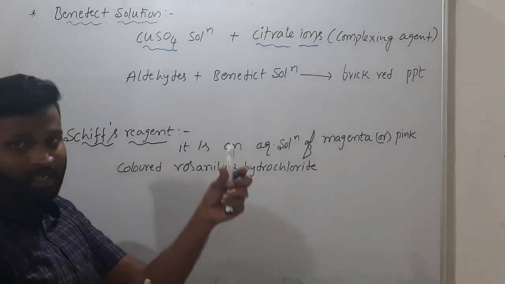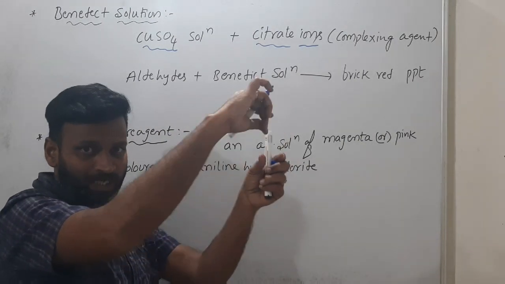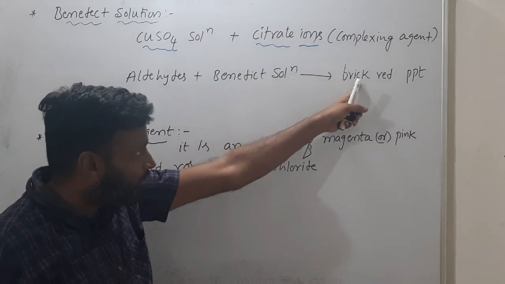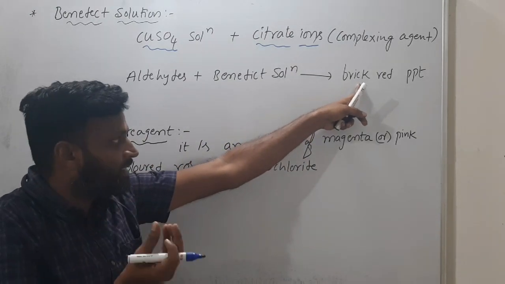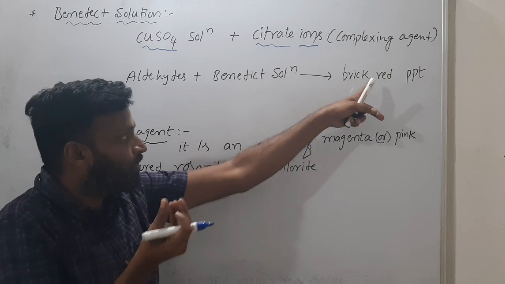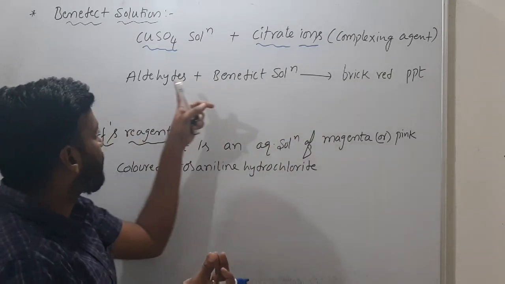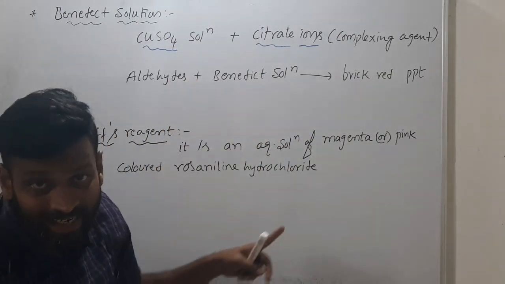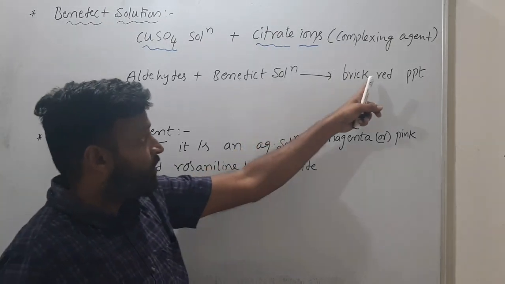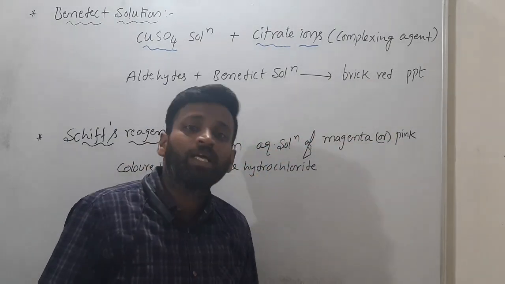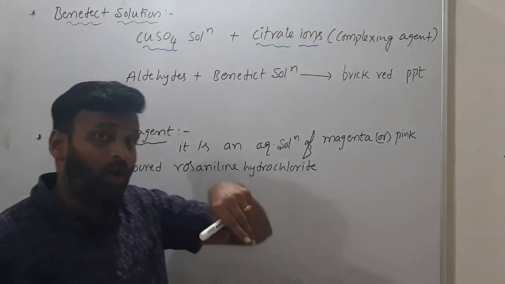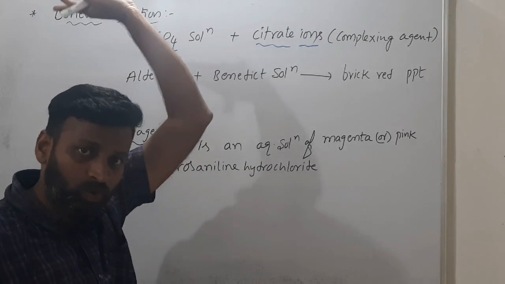So once you take a compound and add Benedict solution in a test tube, if you see a brick red precipitate, you can say the unknown compound is an aldehyde. If the brick red precipitate is not formed, then you can say that it is a ketone. How can you say that it is a ketone? Previously you got a positive 2,4-DNP test.